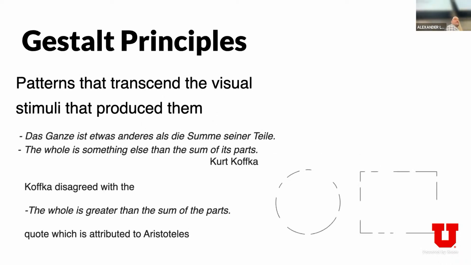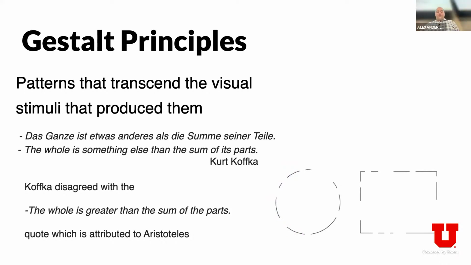And so the idea behind Gestalt principles is that there are certain patterns that transcend the visual stimuli that produce them. So good examples for this: you don't perceive this as a sequence of line segments, but you do perceive this as a circle, even if it's not a complete circle, right? You auto-complete this in your mind, similar with the rectangle.